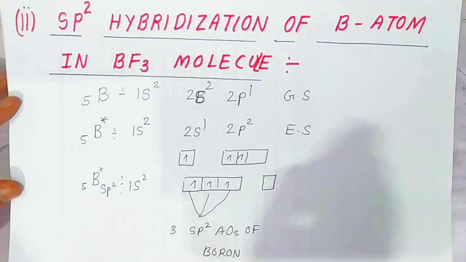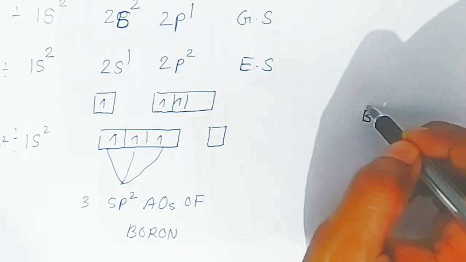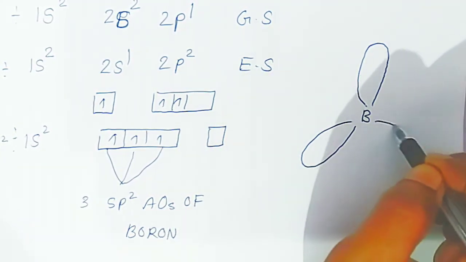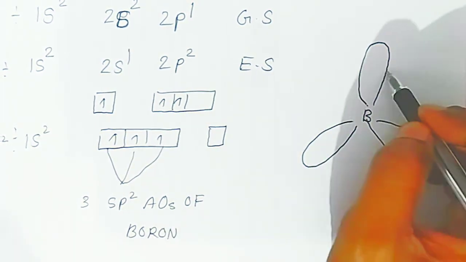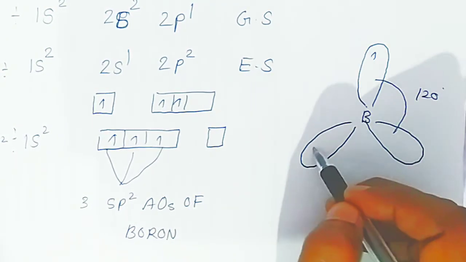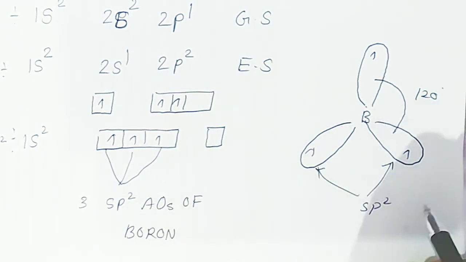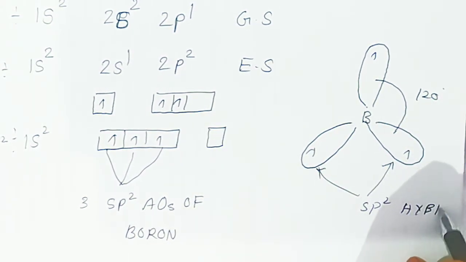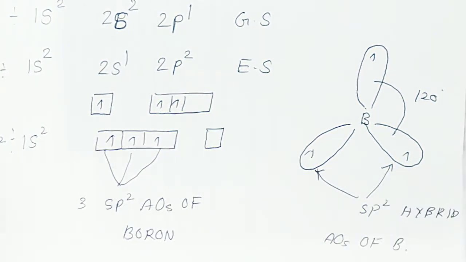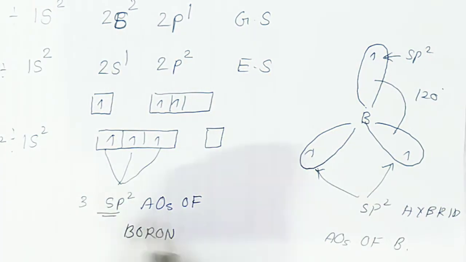Okay students, when you draw the diagram of these atomic orbitals of boron, the diagram will be like this. When you see the bond angle between them, it is 120 degrees, each having 1 unpaired electron. These are the sp2 hybrid atomic orbitals of boron. Okay students, this is also an sp2 hybrid atomic orbital. So in total we have three sp2 atomic orbitals of boron.